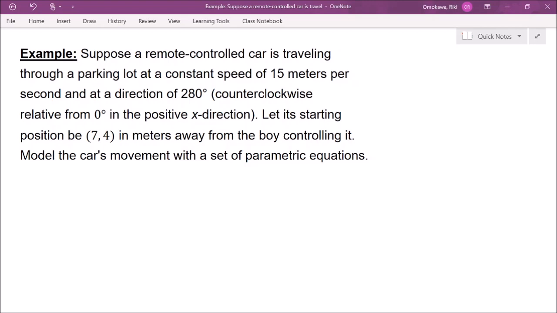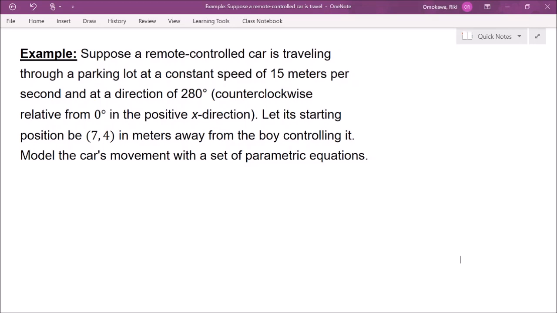So here's a very similar example, but it's a little more realistic. It says, suppose a remote-controlled car is traveling through a parking lot at a constant speed of 15 meters per second and at a direction of 280 degrees in the usual sense that we work with angles, right? Counterclockwise relative from 0 degrees in the positive x direction. Let its starting position be 7,4 in meters away from the boy controlling it. Model the car's movement with a set of parametric equations.